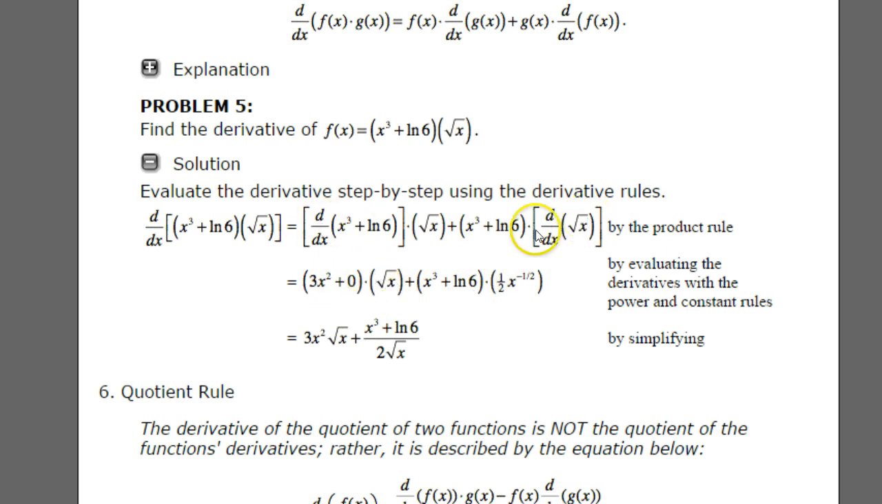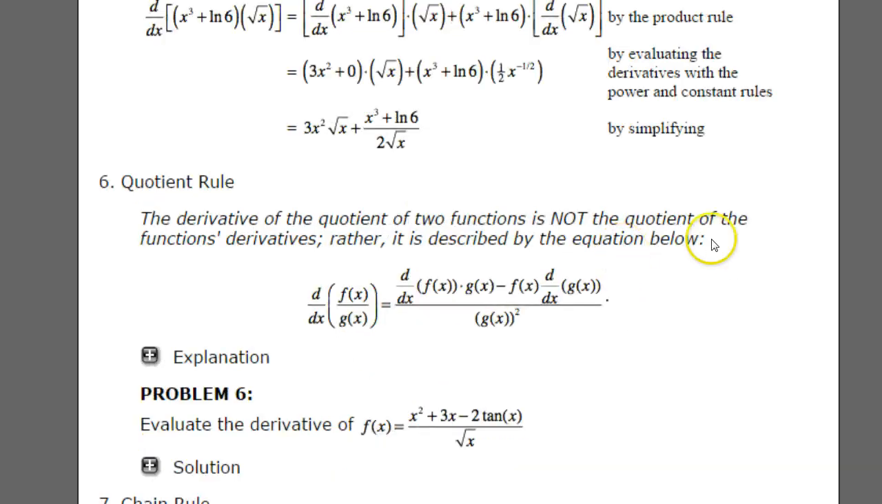First we set it up, and then we actually start doing derivatives. In this one I do the derivative first: x cubed becomes 3x squared, natural log of 6 becomes 0. Then I just multiply and simplify. Square root of x times 3x squared becomes 3x squared times square root of x, plus, now this one I'm going to treat as 1/2, so 1's on top, pretend there's a 1 here, the 2's on the bottom, and since this is a negative 1/2 power, it makes the square root of x go on the bottom. So x cubed plus natural log of 6 over 2 square root of x.